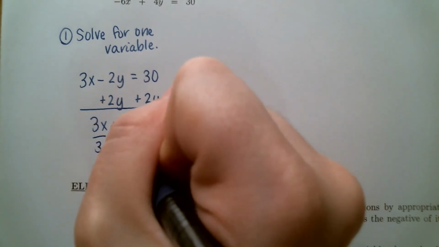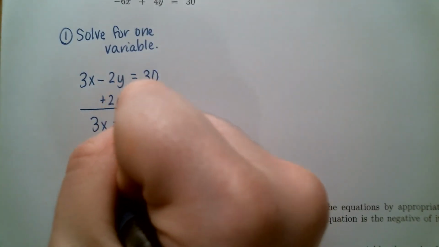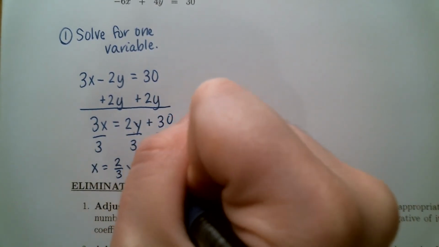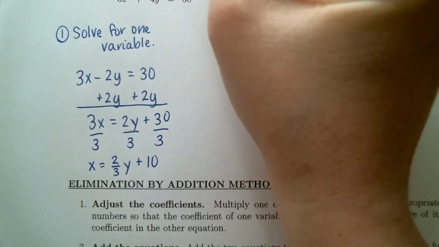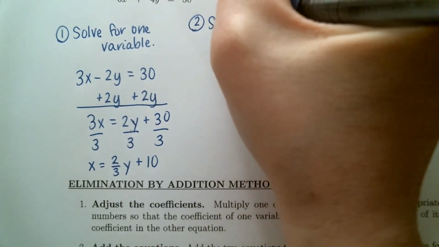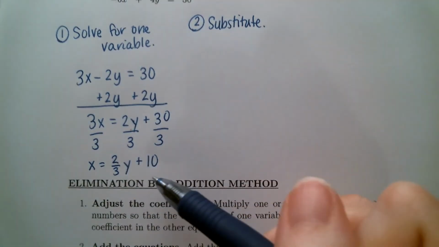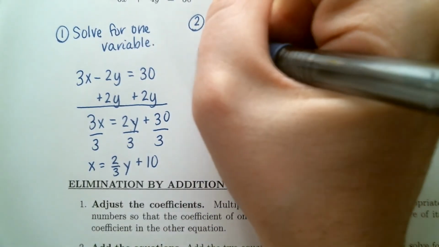Divide both sides by 3. Everything gets divided by 3. Okay, so I'm going to get x equals 2/3 y plus 10. So yucky, we got a fraction. Okay. All right. So now what we're going to do is go ahead and do the substitution step. Okay. I obtained this information from equation 1. So we're going to plug this result into equation 2.